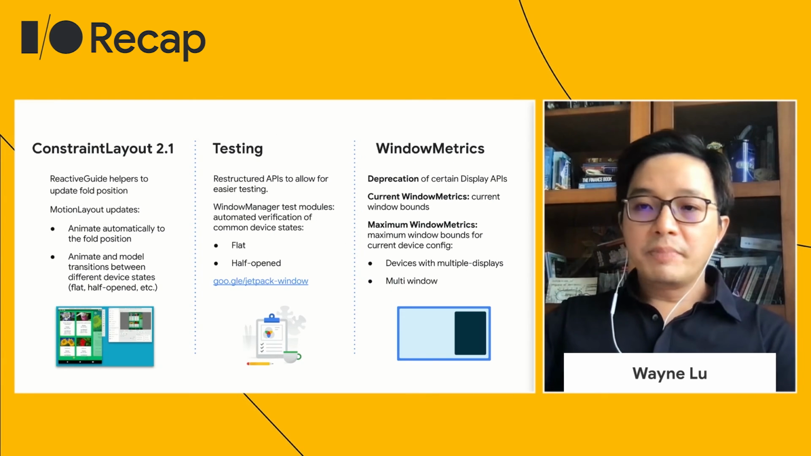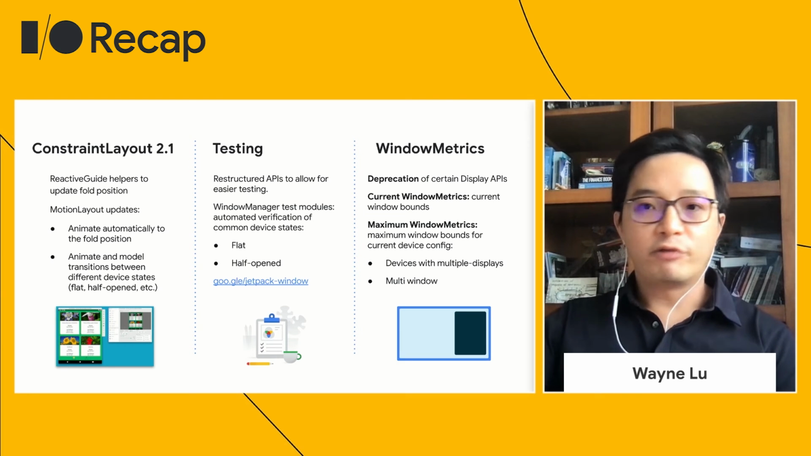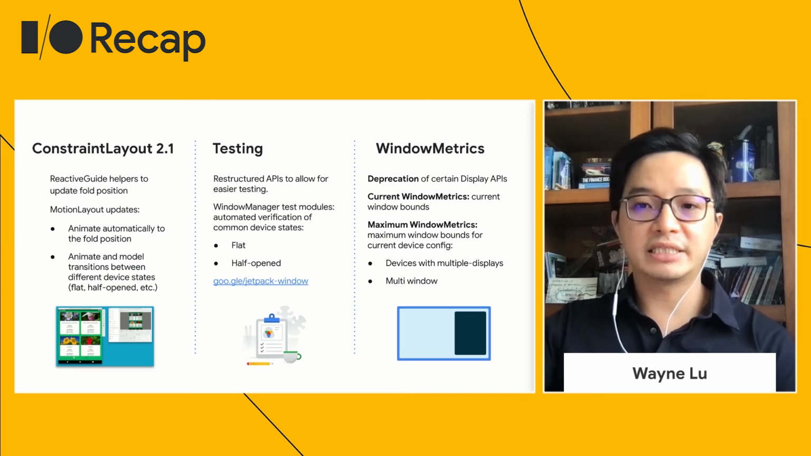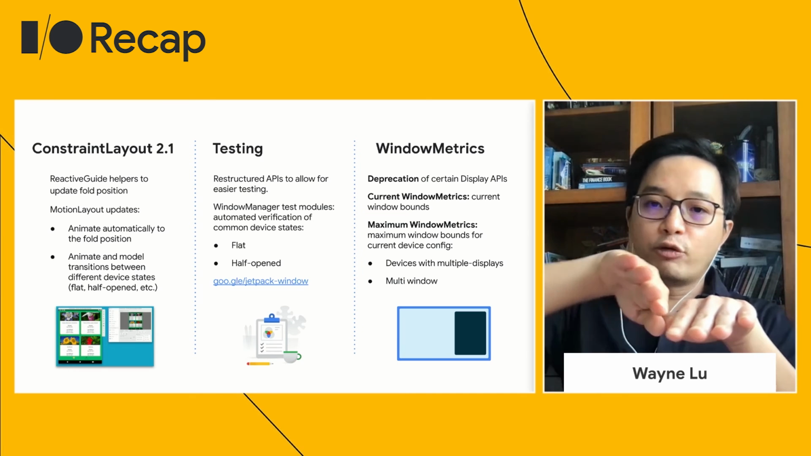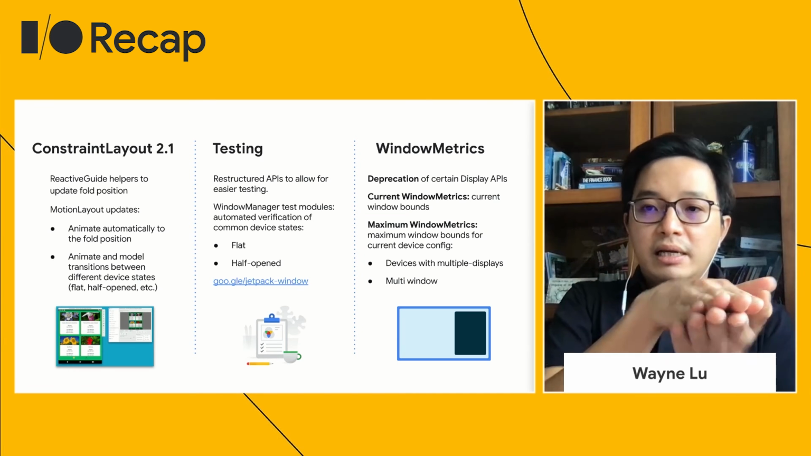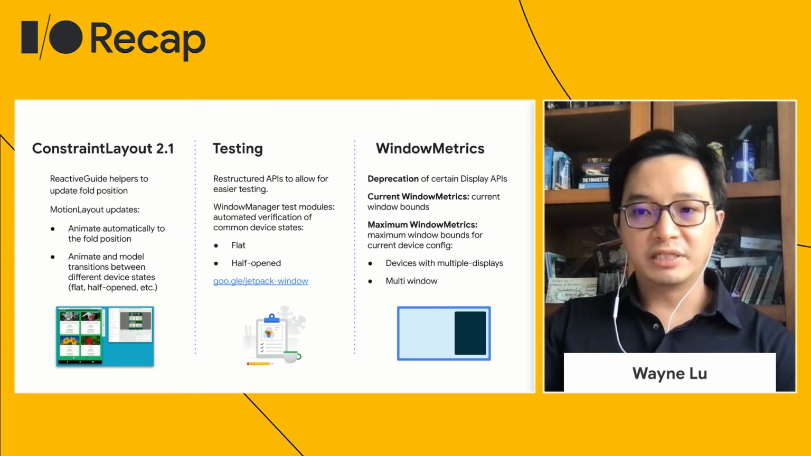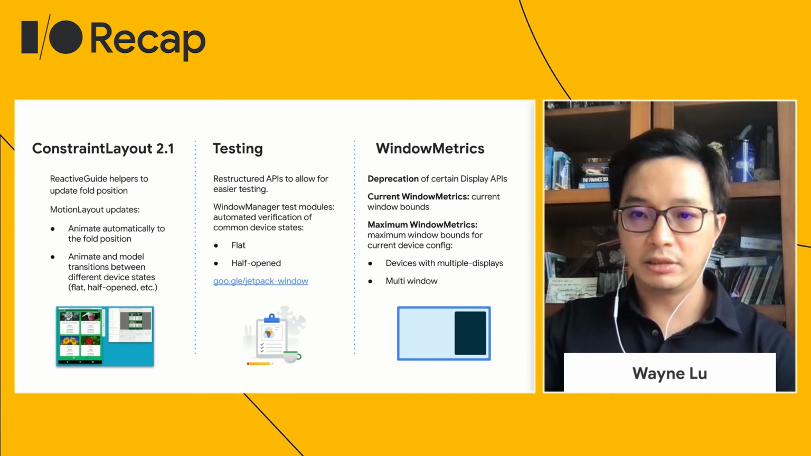ConstraintLayout. This makes it easy for you to build UI with folds and hinges. With MotionLayout, you can easily simulate different states, flat, half open, and closed, and animate the transition between them. With reactive guide helpers, you can inject different fold positions in your layout.